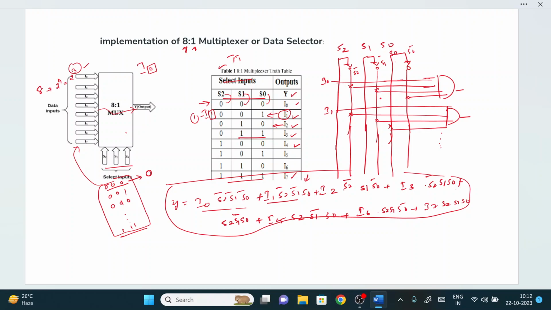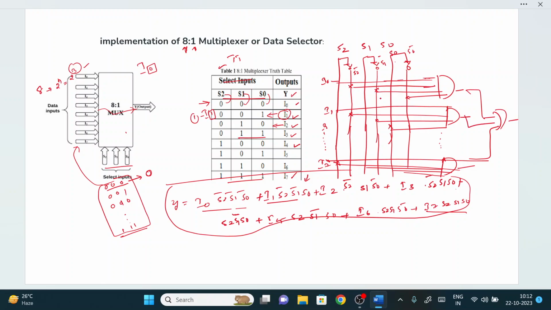I am not going to explain the remaining things here. You just try to complete the remaining process. Finally, what is that? I7. Let us take I7. Here you need to take I2, I3, I4, I5, I6. I7 into S2, S1, S0. Again, which logic gate? AND gate. So finally we are going to perform the OR logic operation.